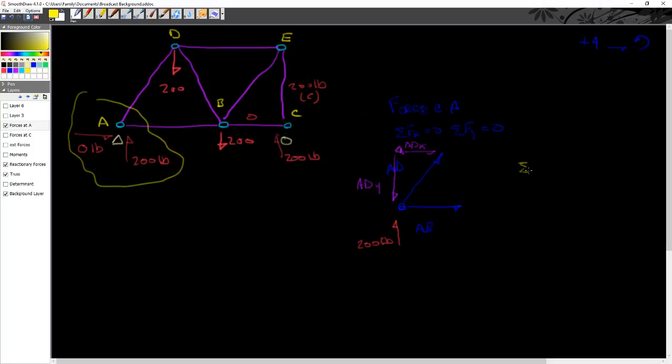So the sum of the forces in the y direction has to equal 0. What I've got here is ADY plus the reactionary force at A in the y direction has to equal 0, or ADY equals the opposite of the reactionary force AY. Now, using my convention, reactionary force AY is plus 200 pounds, so ADY equals minus 200 pounds, the inverse of that. Kind of makes sense, doesn't it?